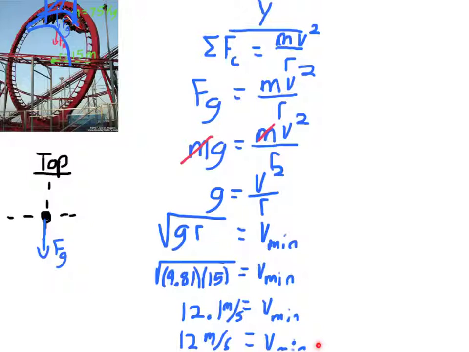Any faster than that, you're actually going to have the track provide some normal force to push you back down. Any slower than that, and you're not going to be able to hold this radius of 15 meters. You would actually fall off if the track wasn't holding you on. Since the track was holding you on, you'd get up and then you'd actually have to slide right back down.